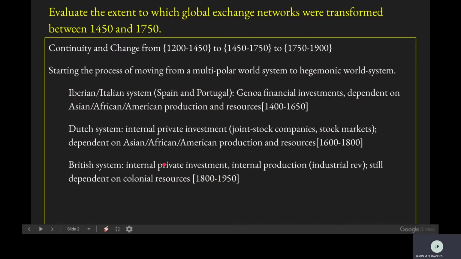They're going to follow that Dutch model of internal private investment, right? This capitalist model, okay? But they can couple that with internal production, okay? Because they're going to have this industrial revolution in Great Britain, right? So they've got private capitalist investment, you've got internal production, okay? Now, if you look back up here to compare these things, they are still dependent on colonial resources, right?